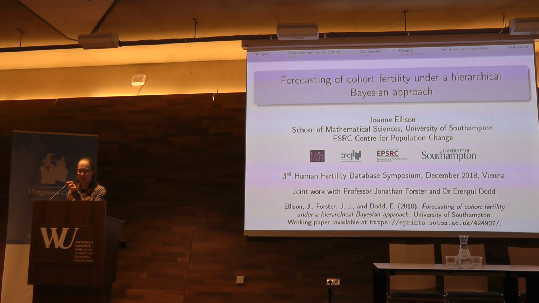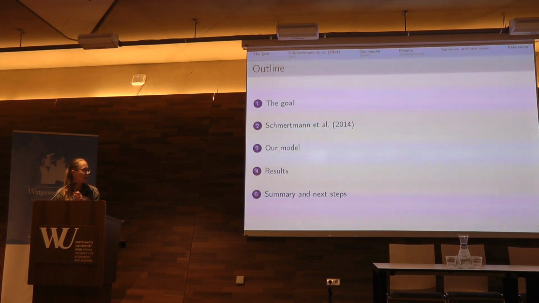I'm Joanne Ellison. I'm a PhD student at the University of Southampton in the UK. Today I'm going to be talking about some work I've been doing using state-of-the-art statistical methods to develop a model capable of accurately forecasting cohort fertility for countries around the world. And this is joint work with John Forster and Erengul.